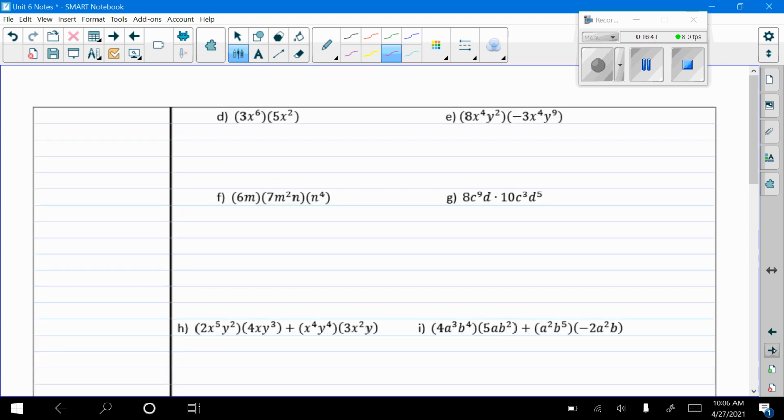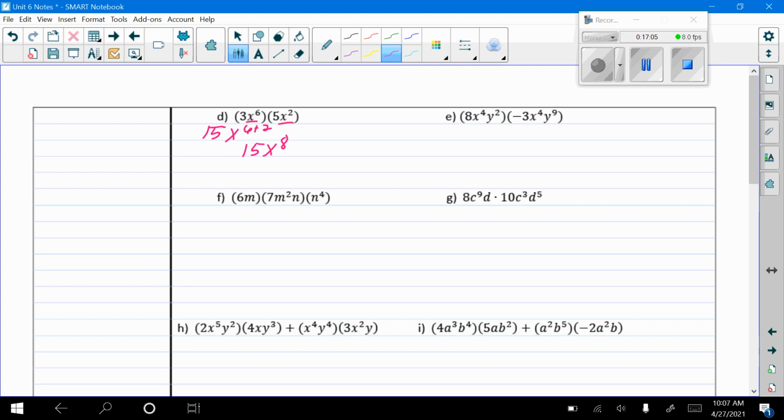All right, so D is very similar to the one we just did. So try it real quick and then come back to me. And if you feel confident, you can go on to E as well. So I end up with 3 times 5 is 15. X, and I'll get to the 6th and to the 2nd. So 6 plus 2. So I get 15x to the 8th power.